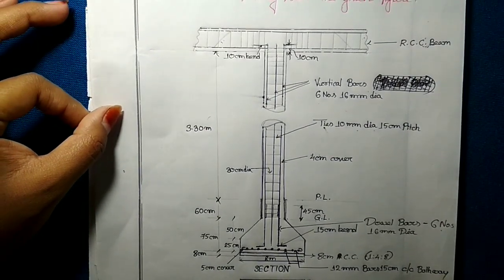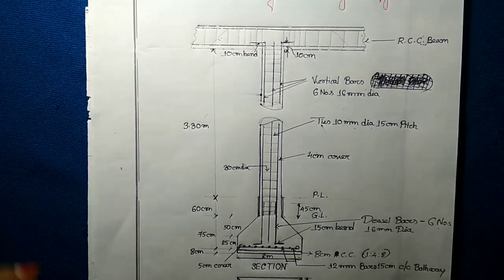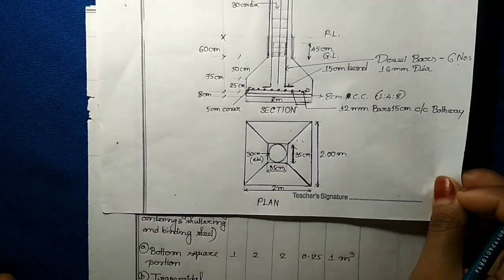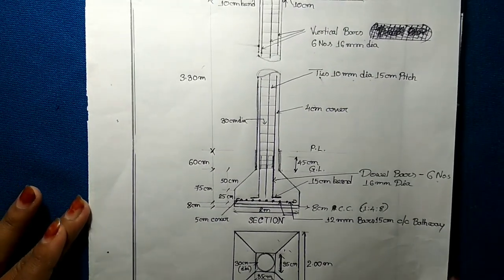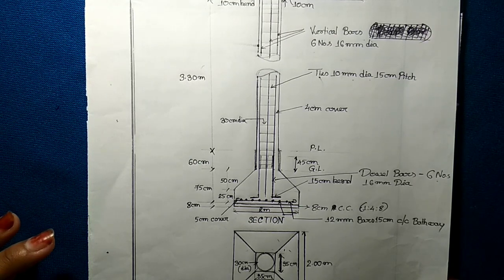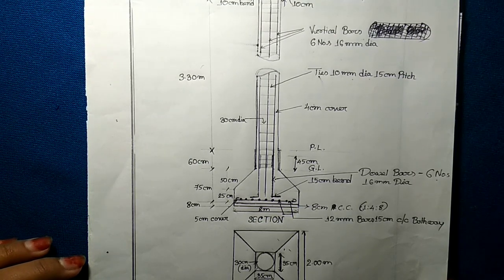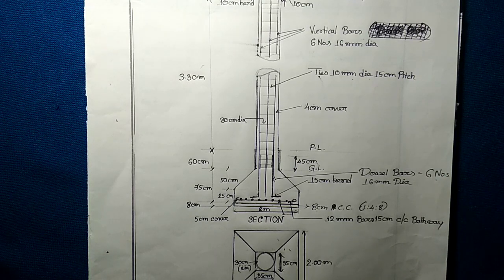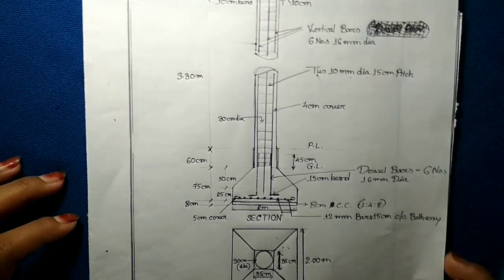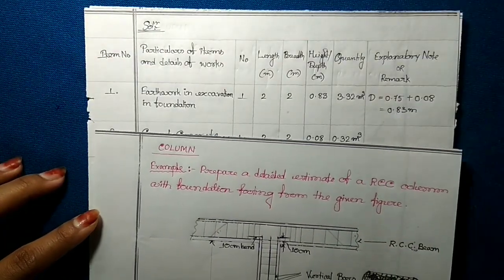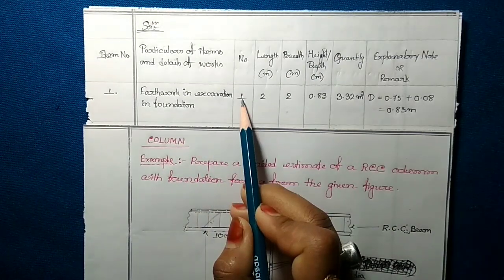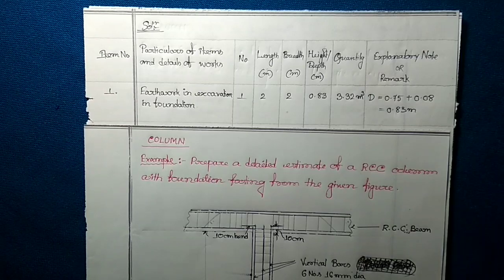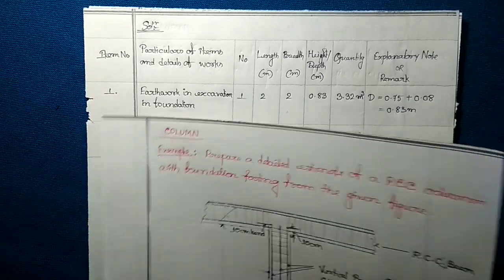So in this figure, you can see the section is here. This is the section. All the details are given, and this is the plan. So whenever we are asked to construct one RCC column with foundation, what will you do first? Of course, we will excavate the ground, right? So the first item of work will be earthwork in excavation in foundation. And the number will be 1, as we are asked to prepare only one RCC column with foundation.